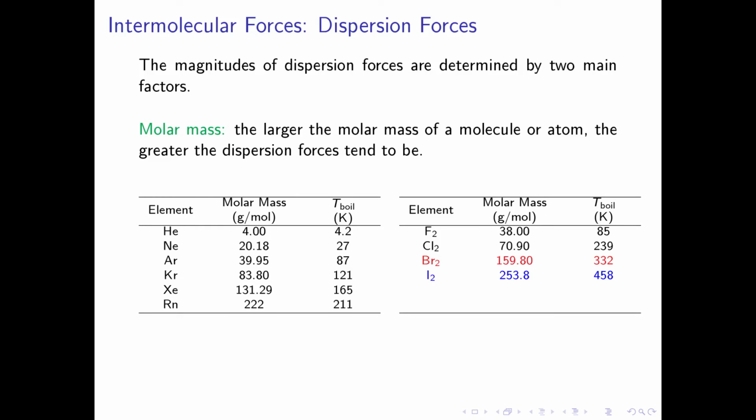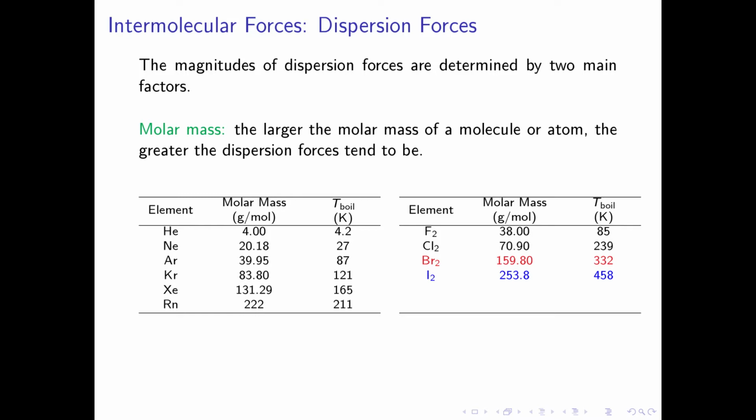The table on the left lists the noble gases in order from helium to radon. The second column gives the molar masses, which increase from 4 grams per mole for helium up to 222 grams per mole for radon. The third column lists the boiling point for each of the gases. Note that these increase from 4.2 Kelvin for helium up to a value of 211 Kelvin for radon. The boiling point increases as the molar mass increases due to the increase in dispersion forces.